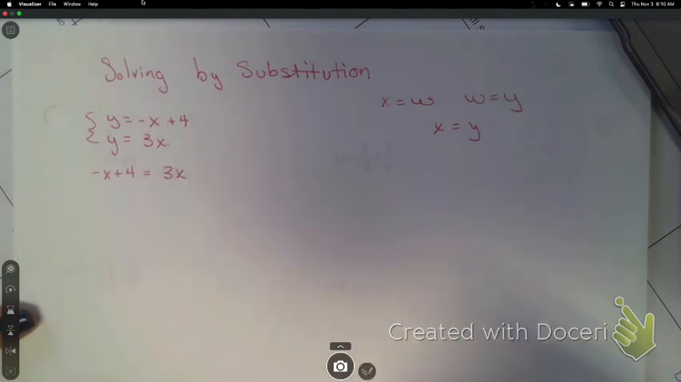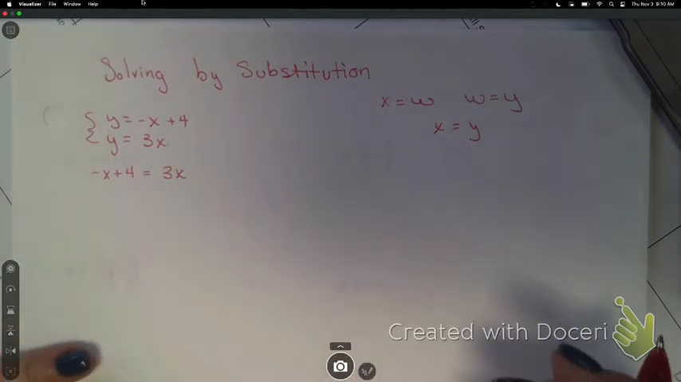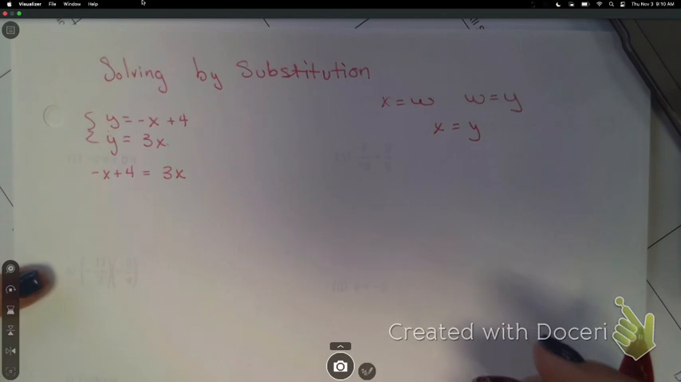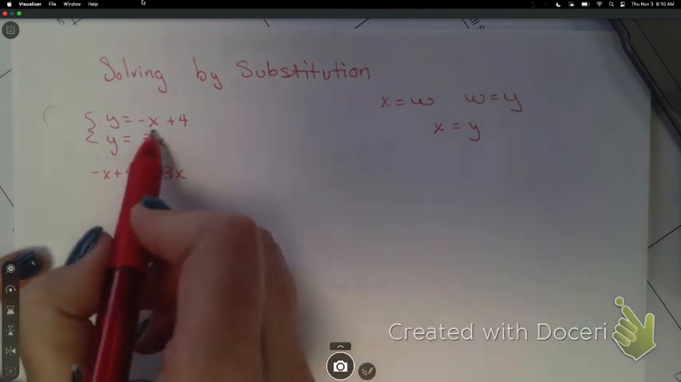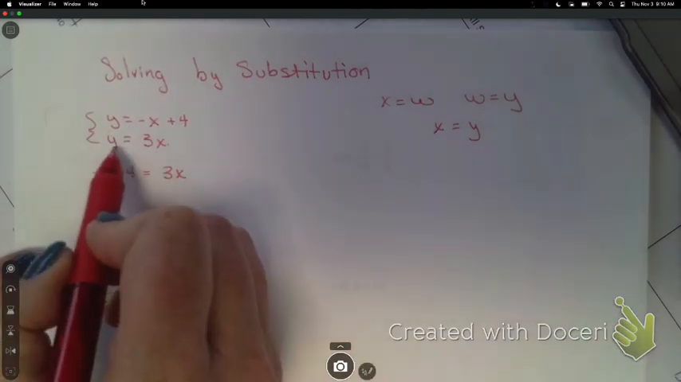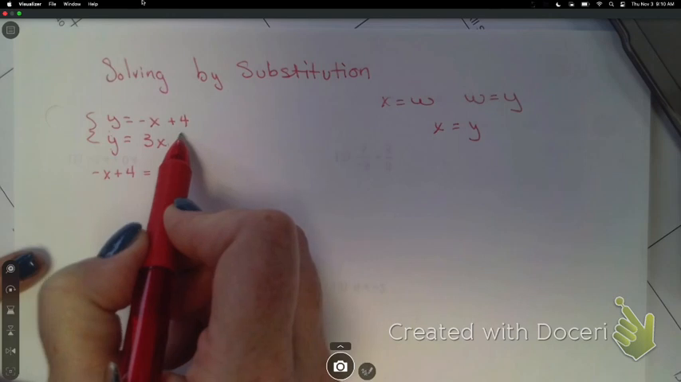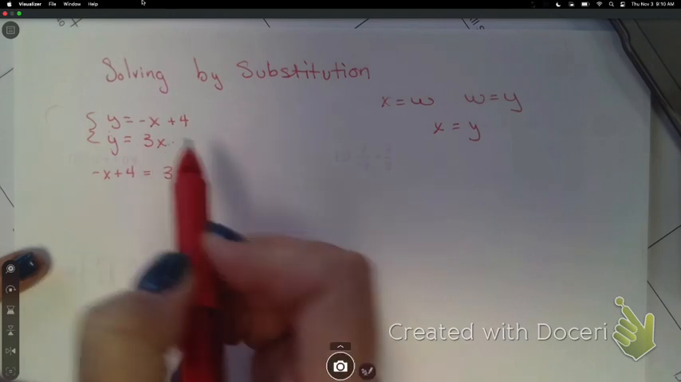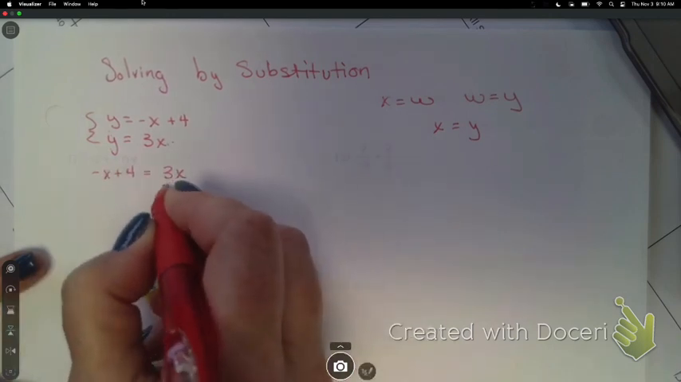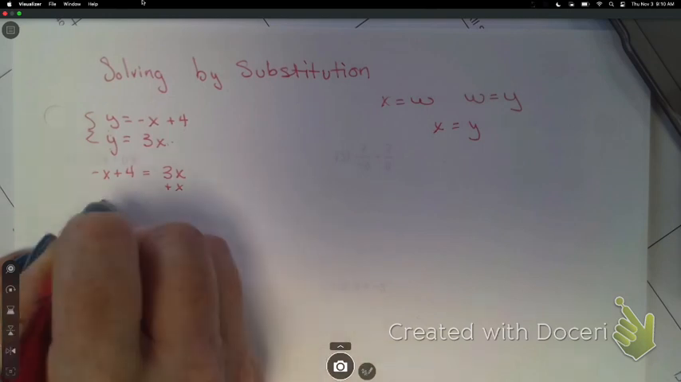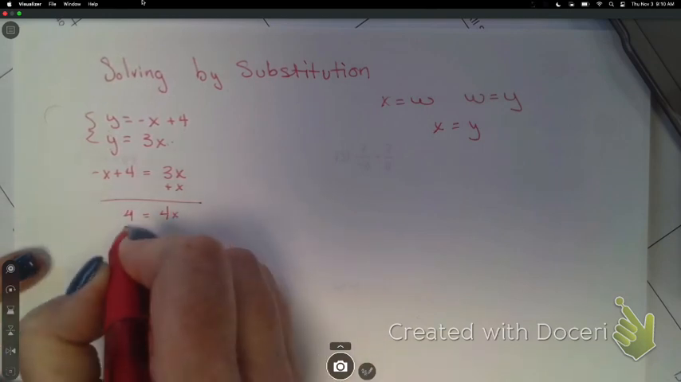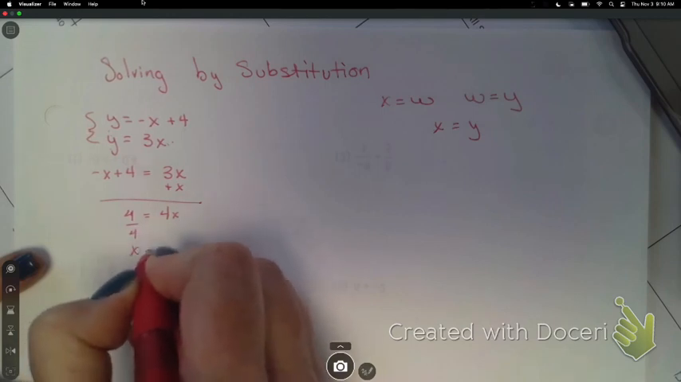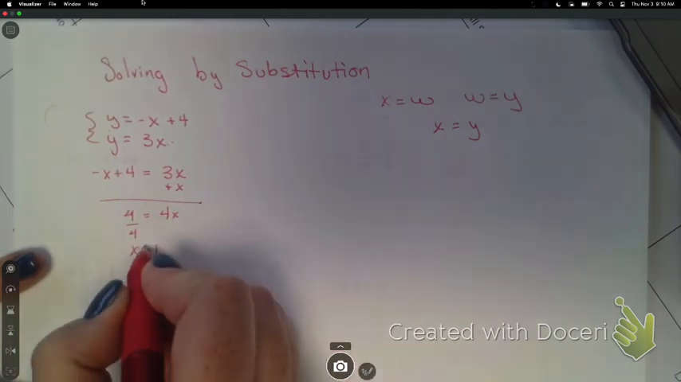So I didn't have to solve an equation for a variable before my first step. I need to solve negative x plus 4 equals 3x. Again, the first equation was equal to y, the second equation was equal to y, so they're equal to each other. So I would add x. So I have 4 equals 4x, so x equals 1.